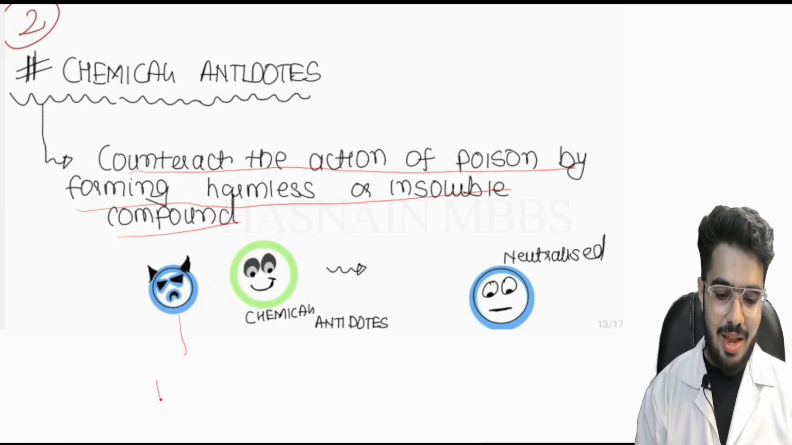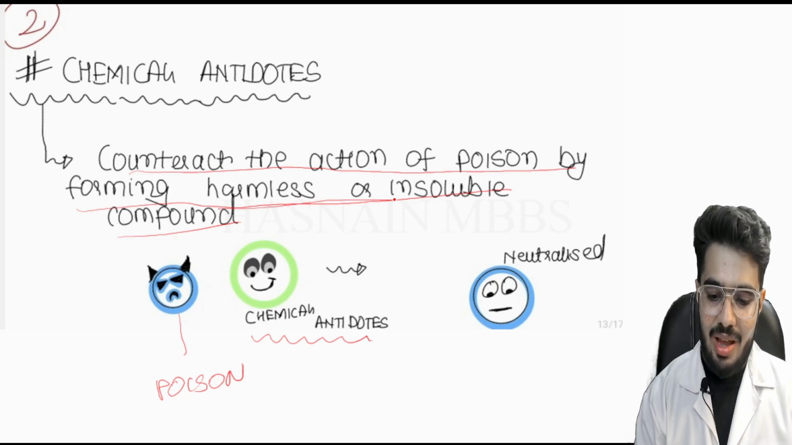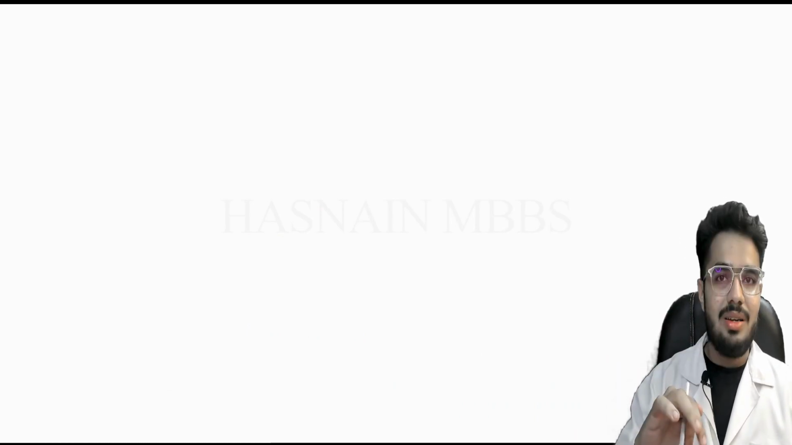Look, this is our angry poison. Then our chemical antidote will neutralize the poison by forming a harmless or insoluble compound. So it is neutralized, it won't harm our body. So now we'll go to the third part, the third antidote.